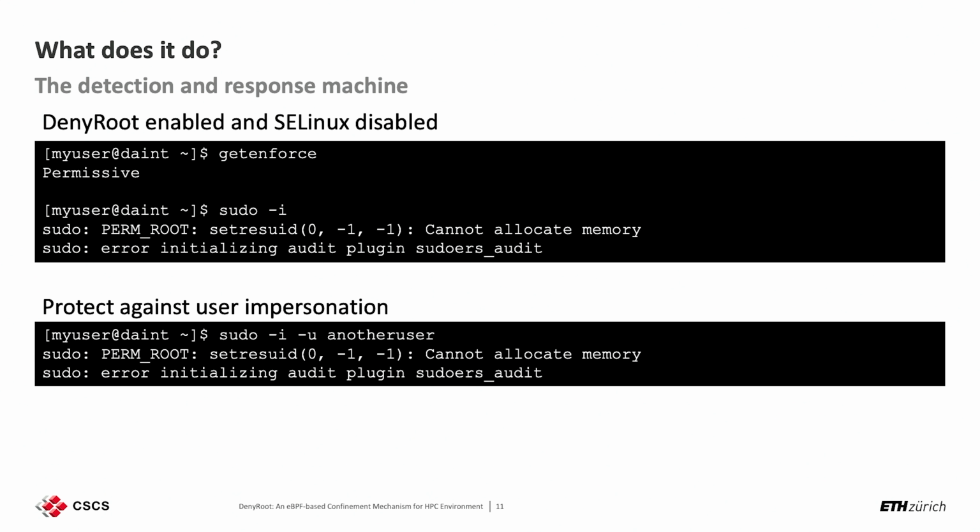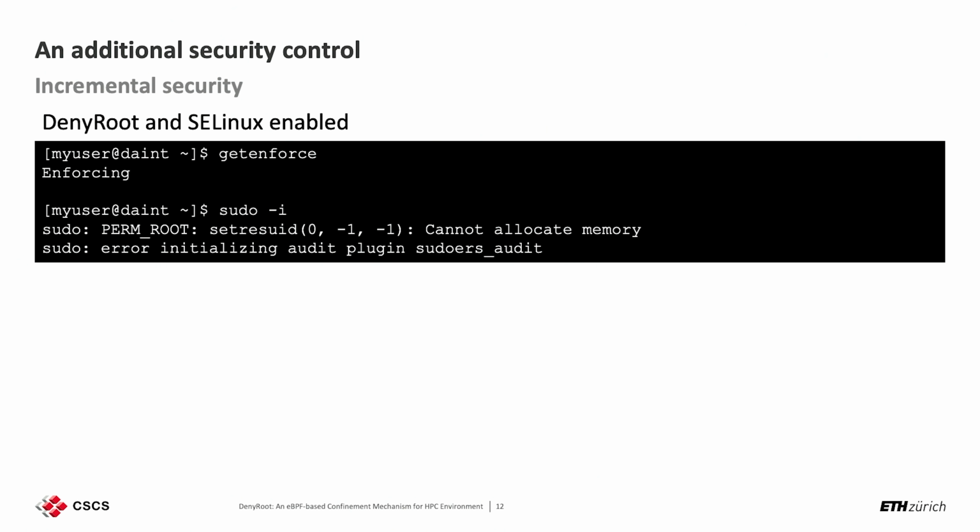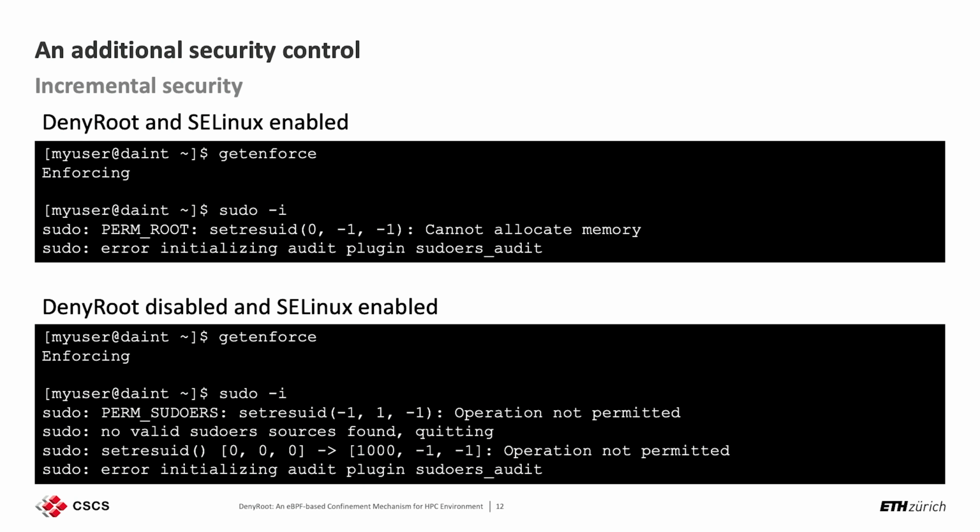What would happen if I have this and SELinux? Well, if you have SELinux enforcing, you do sudo -i and it's blocked in exactly the same way. And if you have denyroot disabled and SELinux enabled, it's the same operation, the same error you get, because we are acting at exactly the same point in time, in the same place. Of course, as an implementation detail, the eBPF hooks run before the SELinux hook, so we block before it. That's the idea.